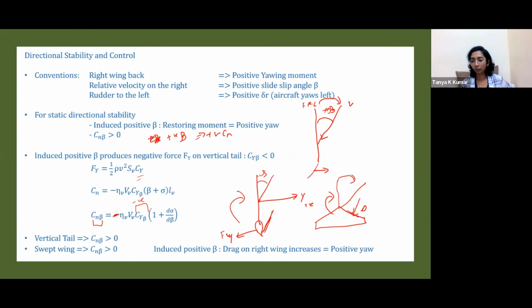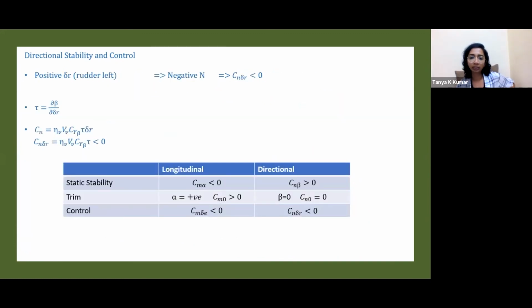Your aircraft yaws towards the disturbance. So it negates the positive beta. So these two terms contribute towards positive Cn beta, contributes towards directional static stability. Okay. So this is just a summary.